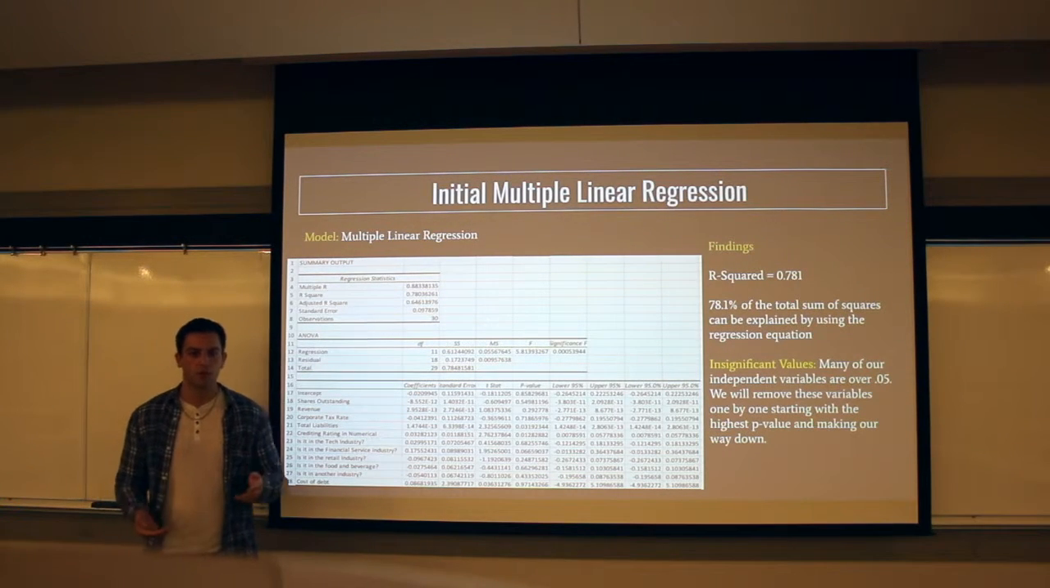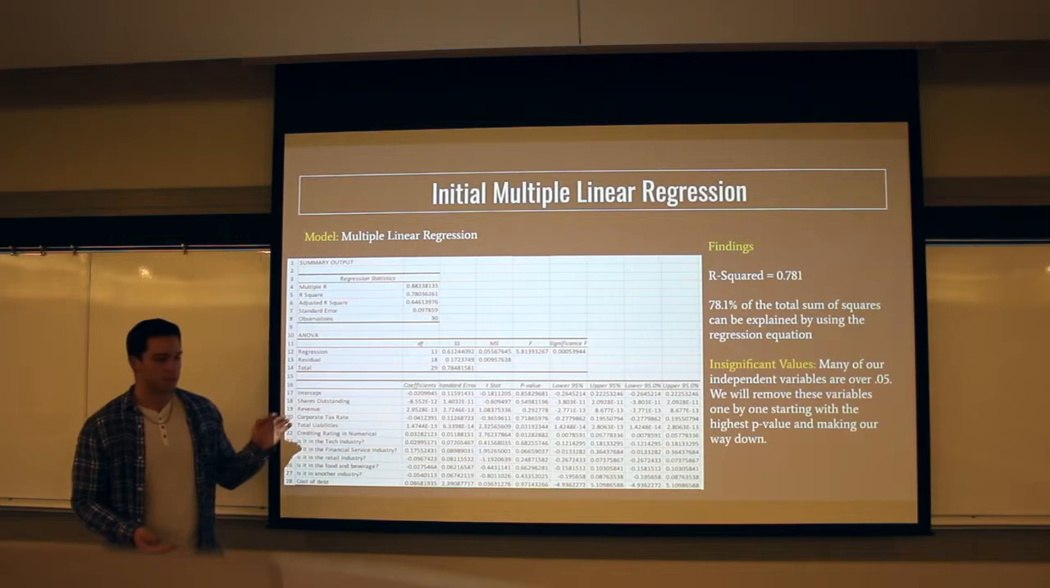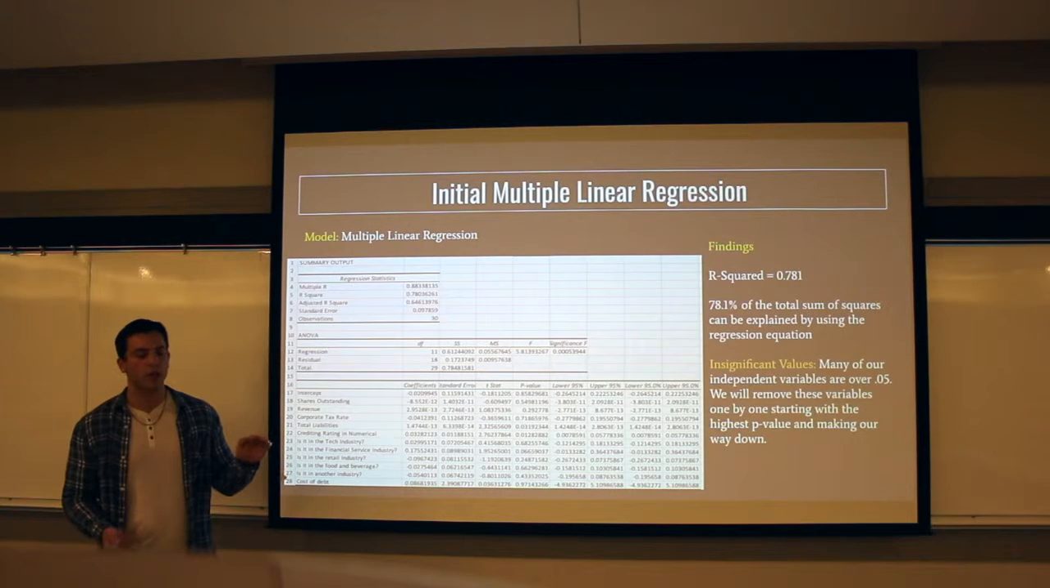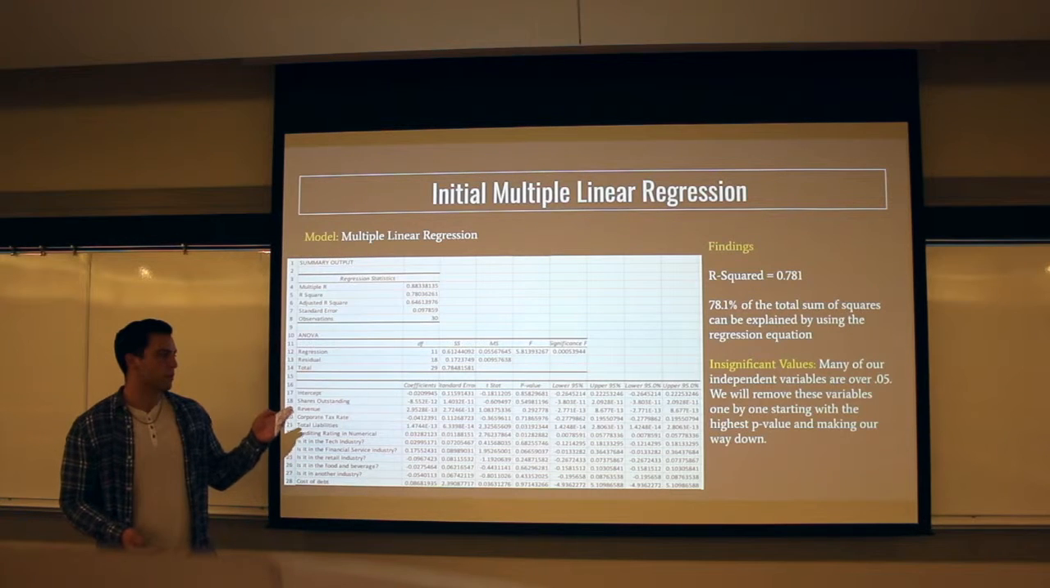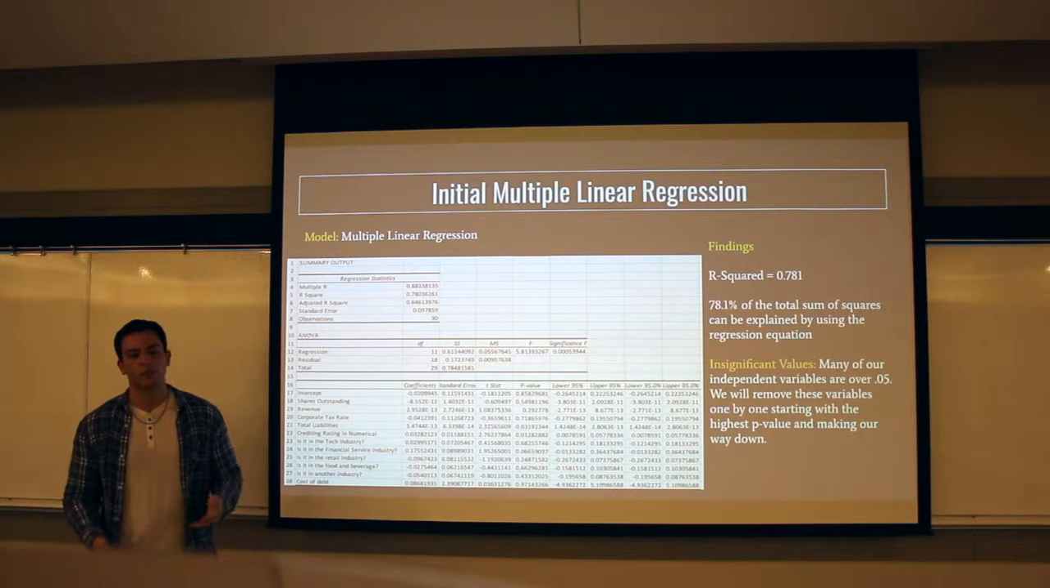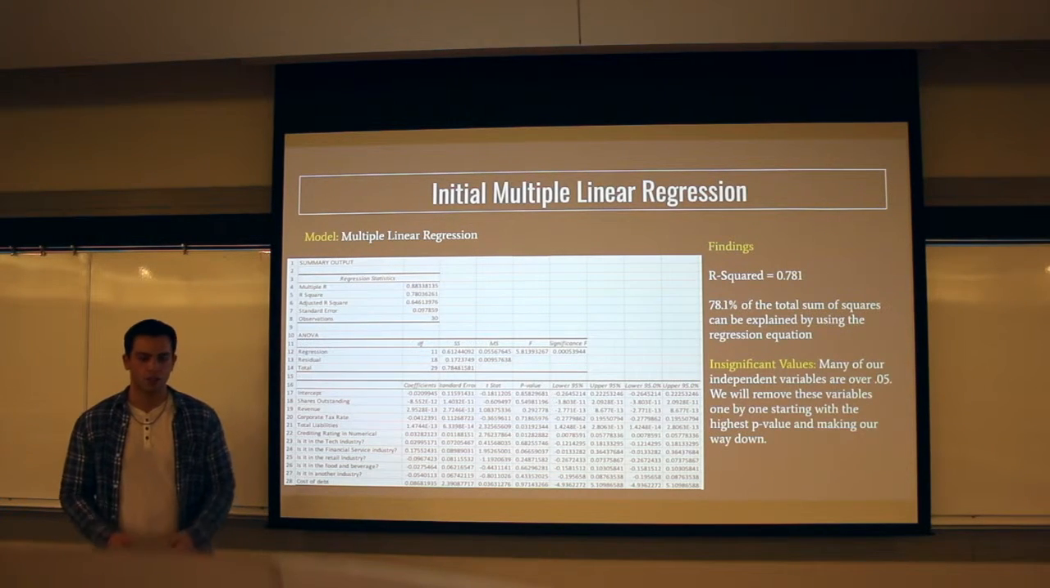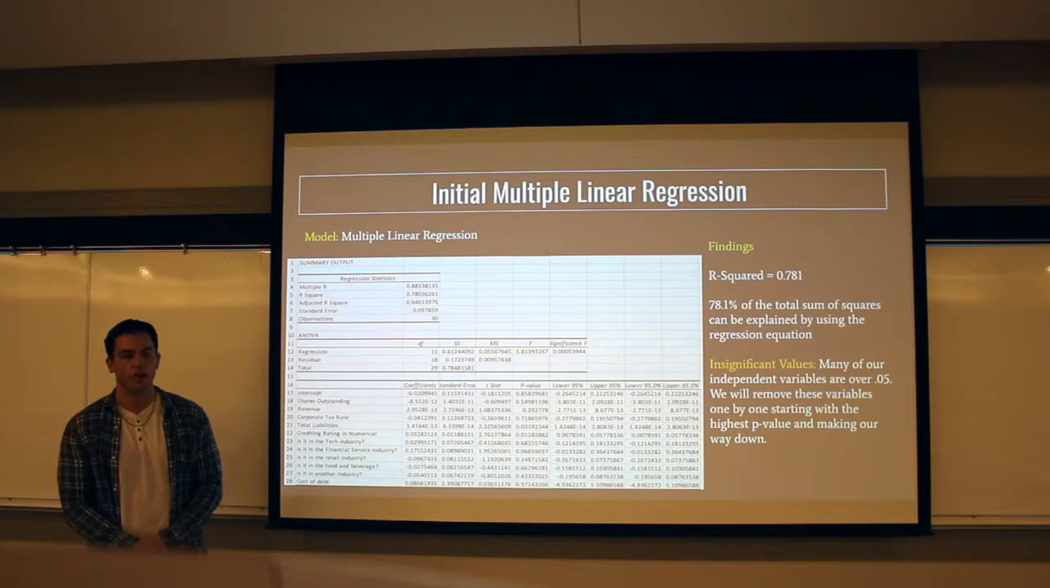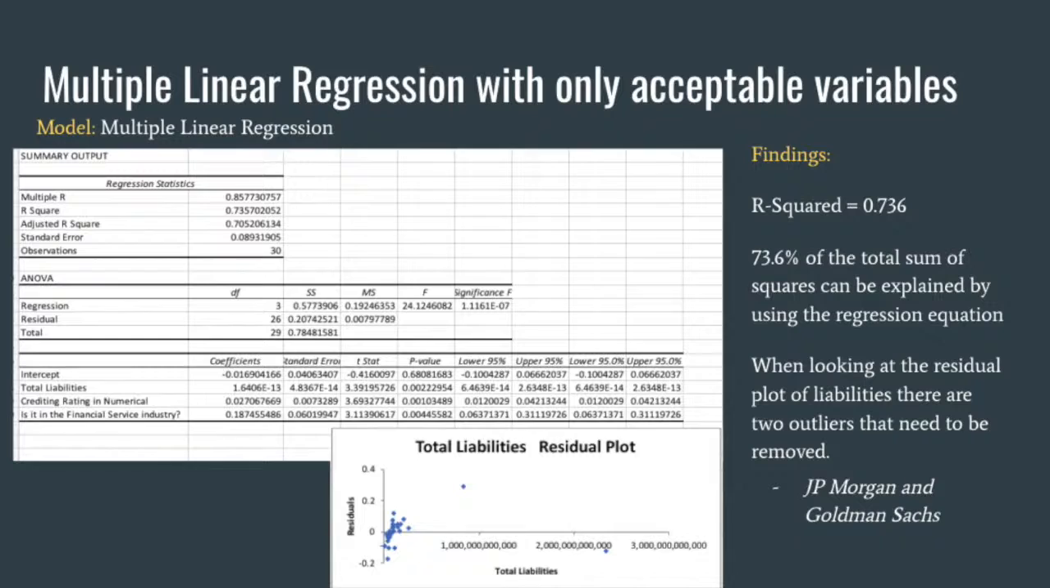So what we're going to have to do there is find the max p-value, kick that out, and then run the regression, and then keep doing that with every p-value that is greater than 0.05. So in reality, we had to run the regression 10 times, but because we are time constrained, we won't have time to go over every regression that we ran.